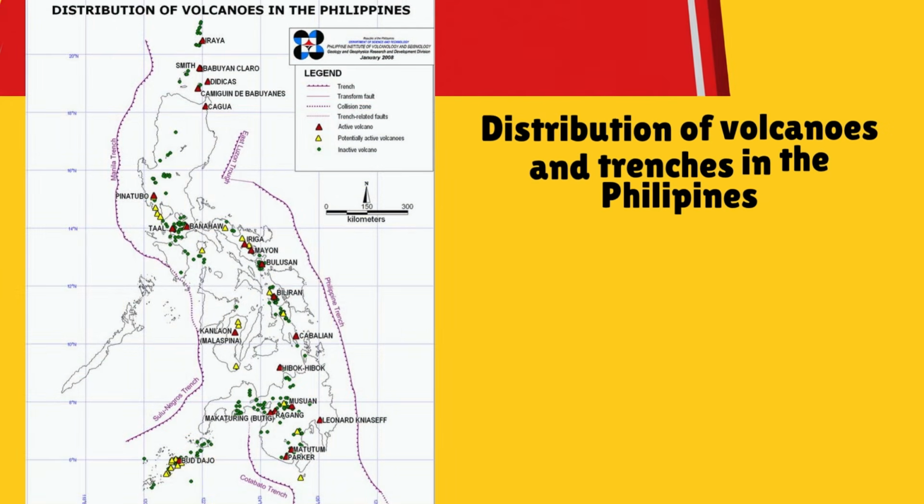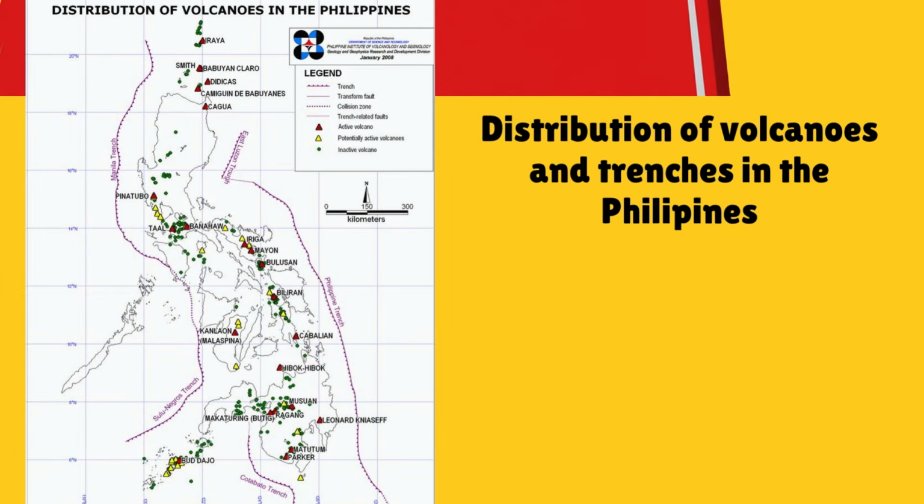So the first picture is the distribution of volcanoes and trenches in the Philippines. The red triangle indicates an active volcano. The yellow triangle indicates potentially active volcanoes. And then the green dots represent inactive volcanoes. And the purple lines with corrugation represent trenches.